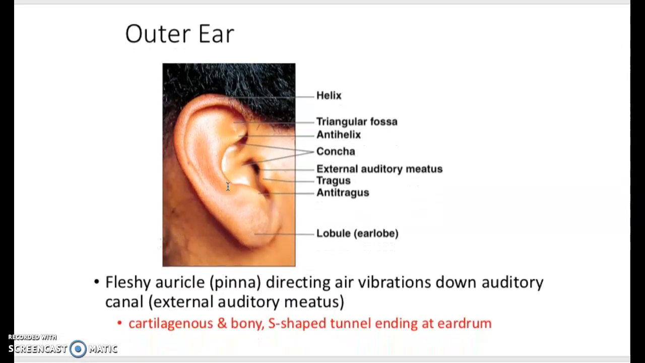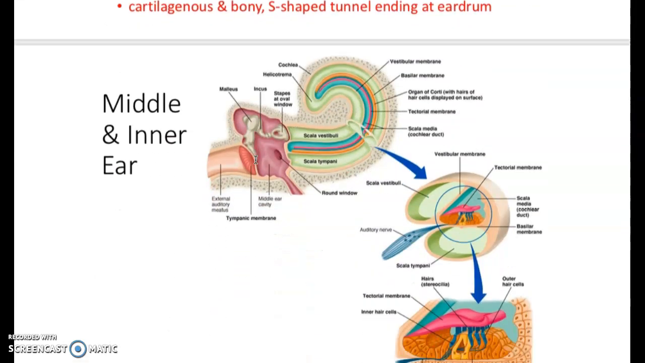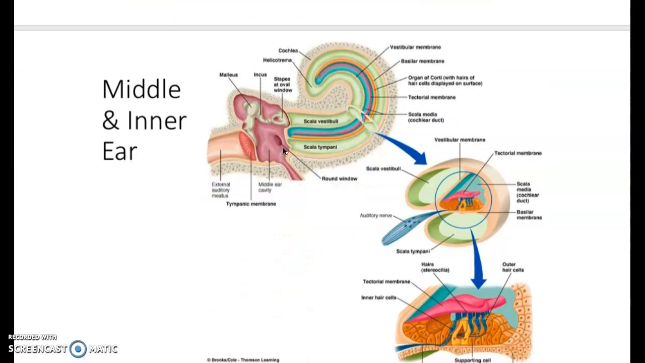So this outer part of the ear here is called the auricle or the pinna, and this is what kind of gathers those sound waves and sends them into your external auditory meatus, the ear canal. The middle and inner ear, we can see the bones here, and then here is the start of the cochlea.